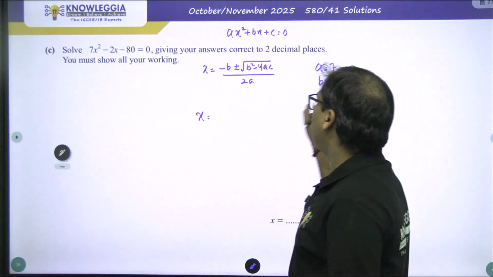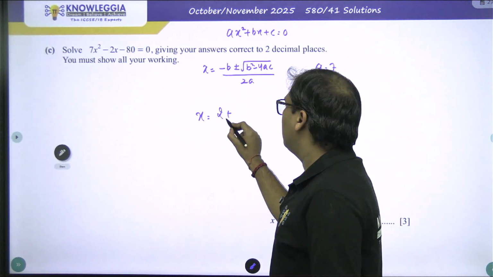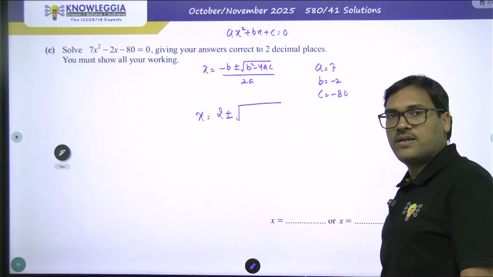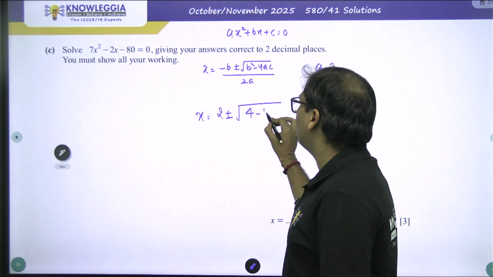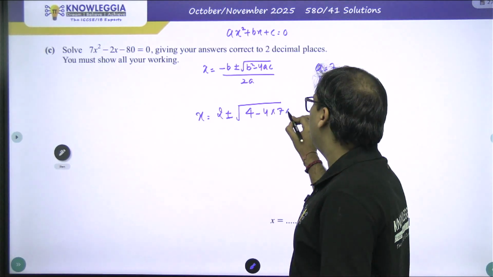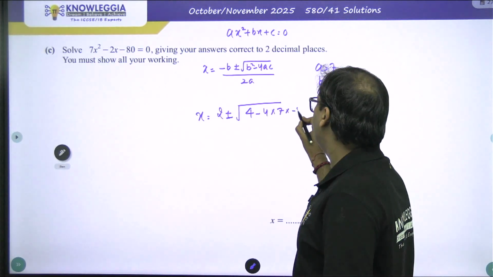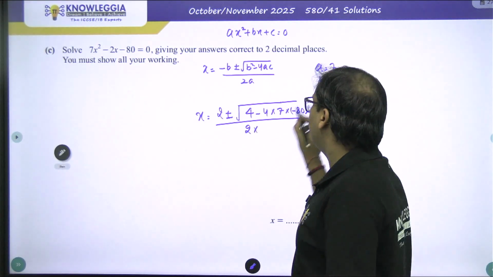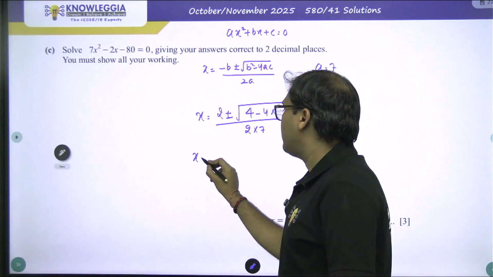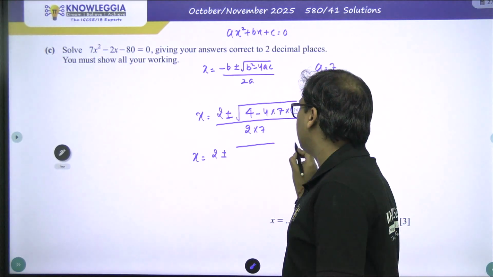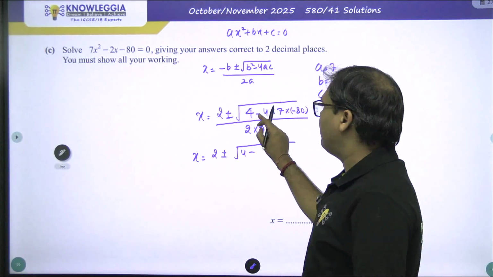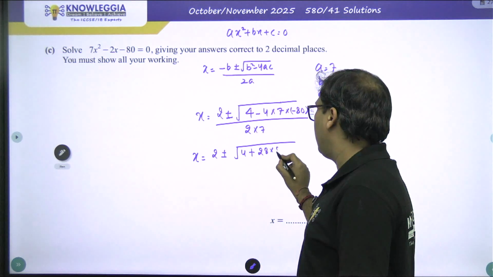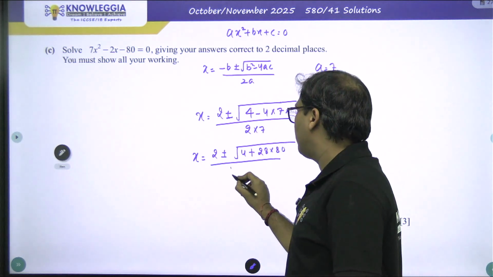So this is minus b. You can see this is 2 plus minus under root of b square, which is minus 2 square. Negative 2 square is 4. This is 4 minus 4, a is 7 and c is minus 80, upon 2a. What is a? This is 7. So what is x? x is equal to 2 plus minus root of 4, and this negative and negative will become positive. So this is plus 28 into 80, divided by 14.